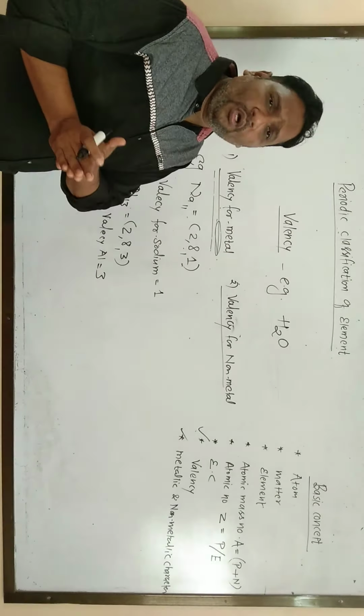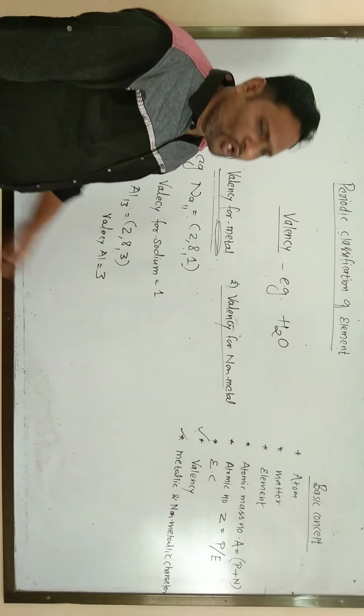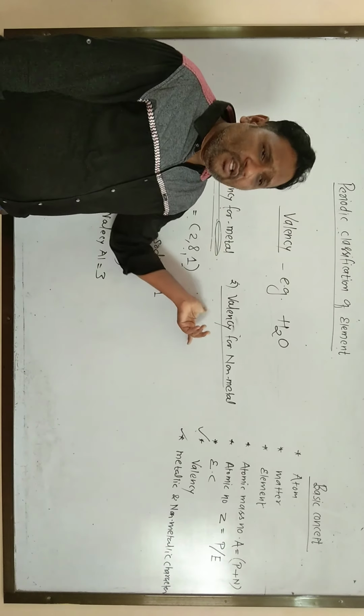So the number of electrons gained or accepted by the non-metal from the neighboring atom is called its valency. Okay, so how many electrons are there in non-metals? It's very simple. Non-metals have 4, 5, 6, 7 or 8 electrons in their last orbit. Okay, so take a look.